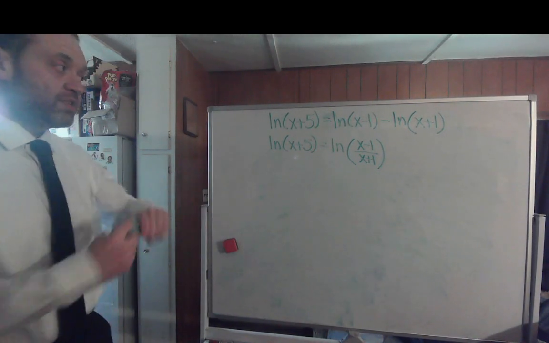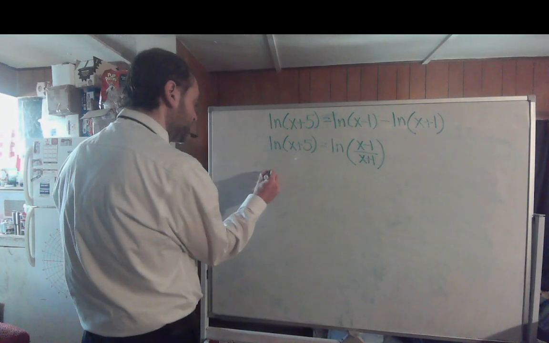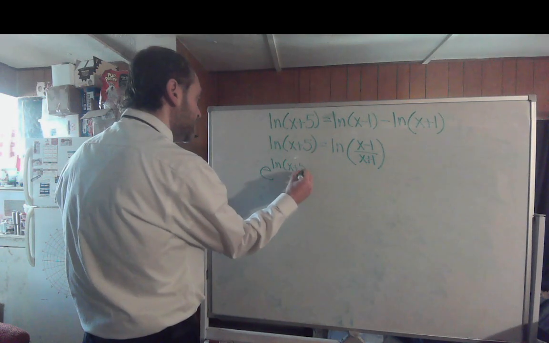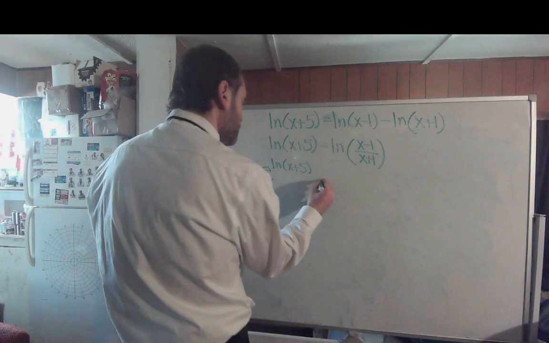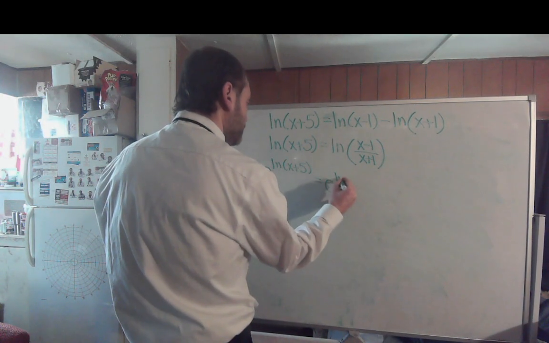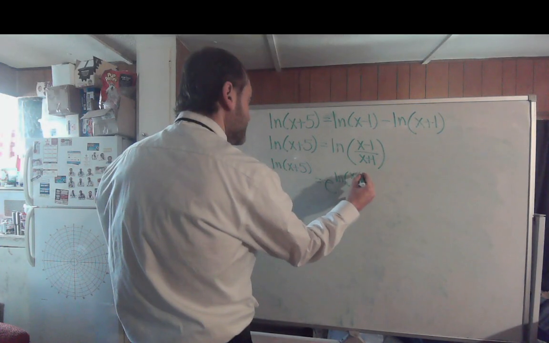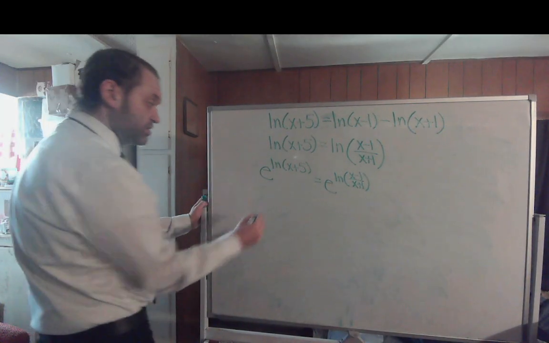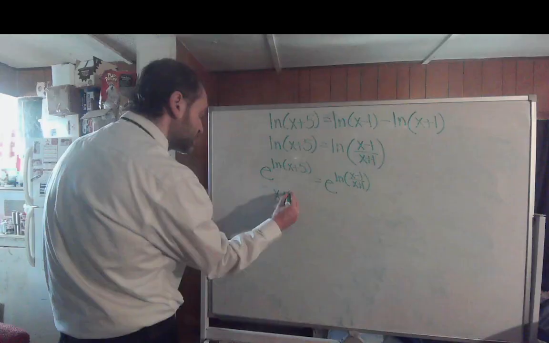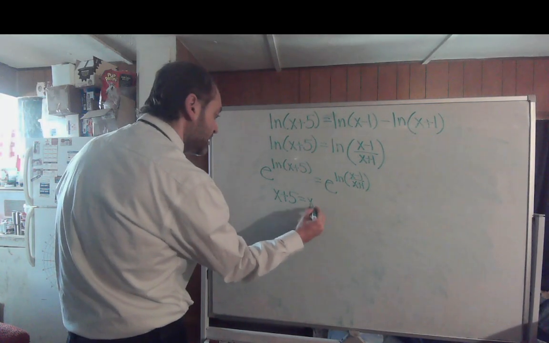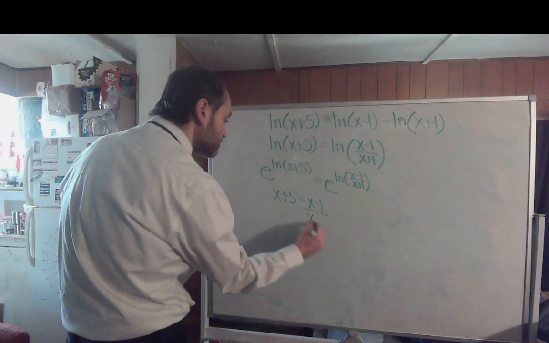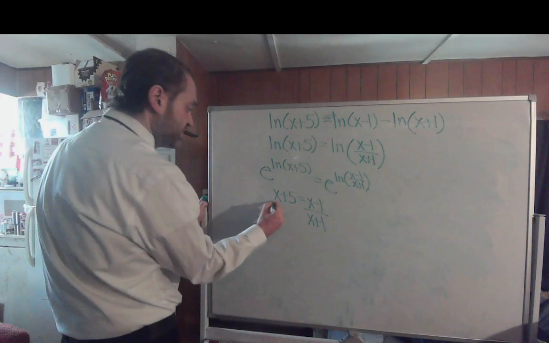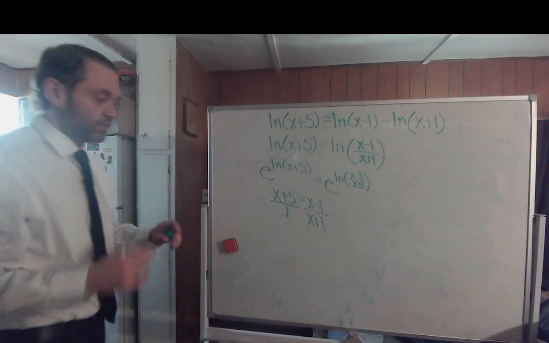You just take e to the power of both sides to cancel out the log. So e to the natural log of x plus 5 would equal e to the natural log of x minus 1 over x plus 1, which the logs will cancel out. You're just now left with x plus 5 equals x minus 1 over x plus 1. Which that x plus 5 is the same as x plus 5 over 1, right?